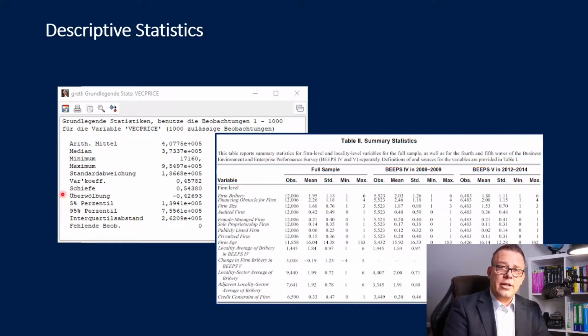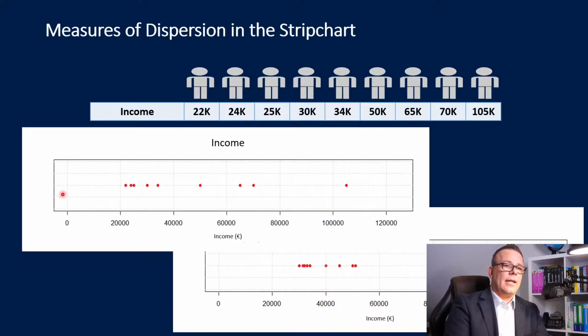I prepared a little data for our video today, and that is income data. Income data for a very small population. Here we have 9 observations, 9 persons. One with 22,000 euro income, one with 24,000 euro income, one with 25, and so on and so forth. And the rich guy to our right has an income of 105,000 euro.